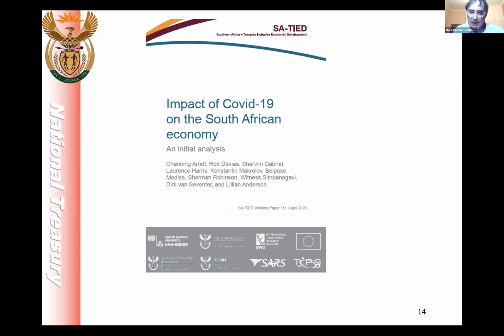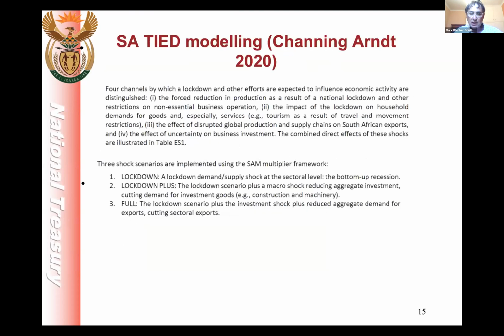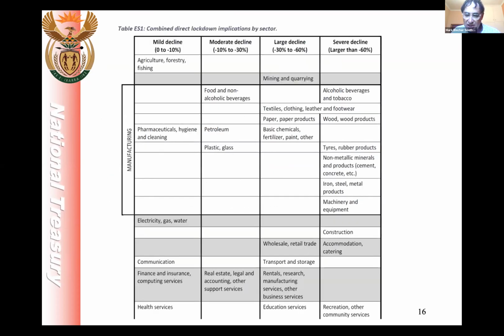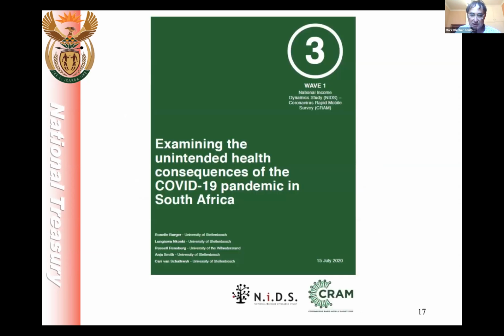So this is just an early economic model which colleagues interested in the South African experience can look at, by Channing Arndt and colleagues. Next slide, please. It looks at channels at which the lockdown affects the economy, models several scenarios. And next slide, slide 16. It looks at different sectors of the economy, which have a mild decline, a moderate decline, a large decline, and a serious decline, etc.